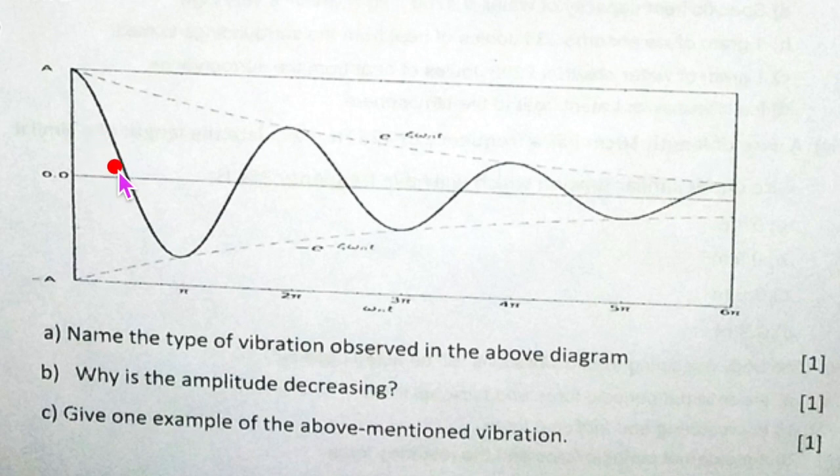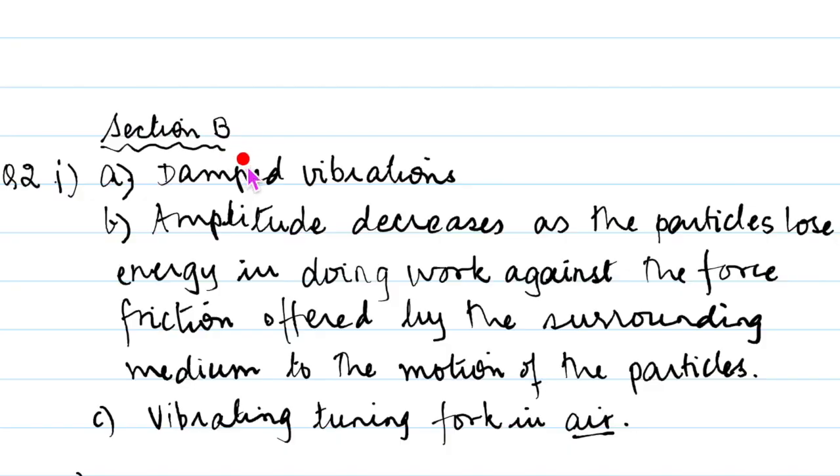So let us see how we write the answer. Just to save on time, I have written the answers. So we write section B, next line we'll write question 2, part 1, and then answer A, damped vibrations. That will give us 1 mark. Amplitude decreases as the particles lose the energy in doing the work against the force of friction offered by the surrounding medium to the motion of the particles.